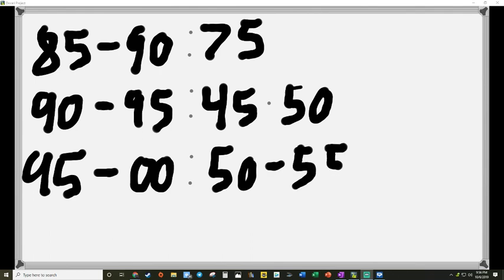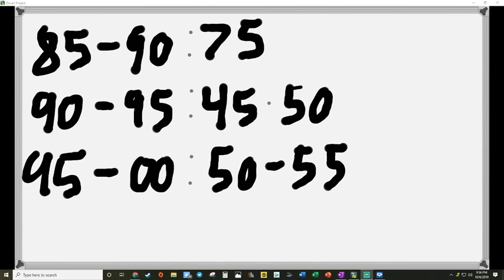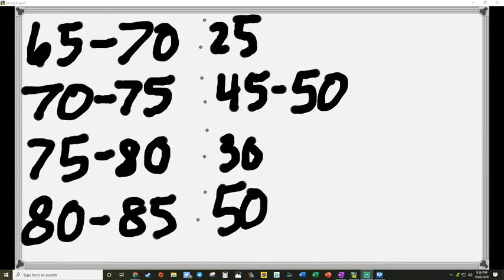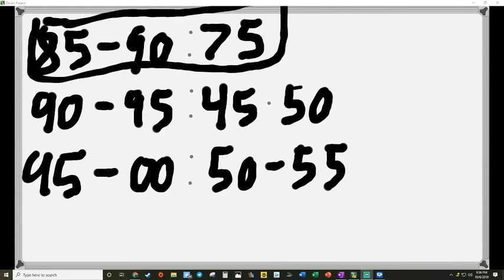So now we've got to figure out, out of these 7, which one's the biggest. Looking at these 7, 1985 to 1990 was a $75 difference, which is the greatest increase from our line graph.